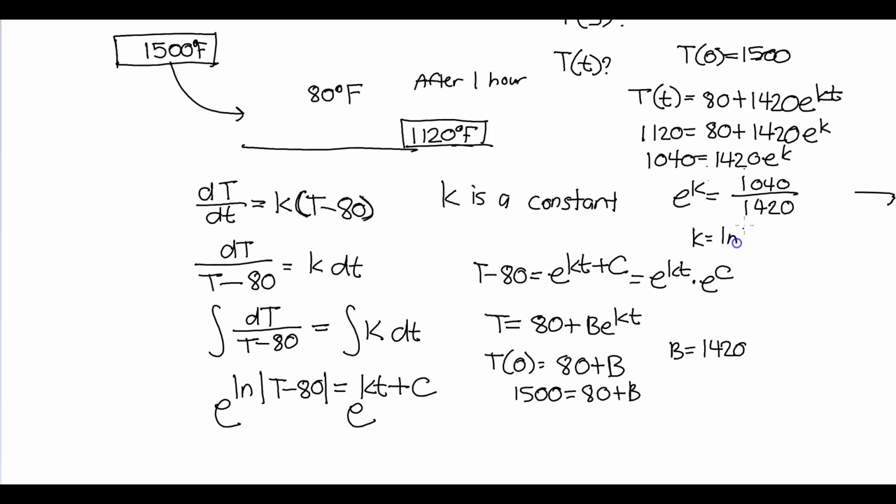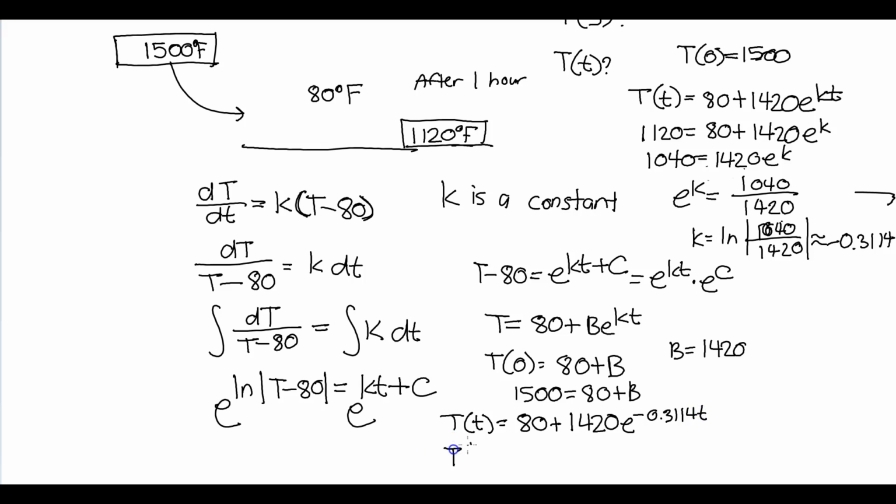Now we get to solve for k by taking the ln of both sides. We get k equals ln of 1,040 over 1,420, and you can take out a calculator and plug this in. That is equal to negative 0.3114. So now that we found both our missing constants using the two pieces of information we have, we have our final model: T of t equals 80 plus 1,420 times e to the negative 0.3114t.